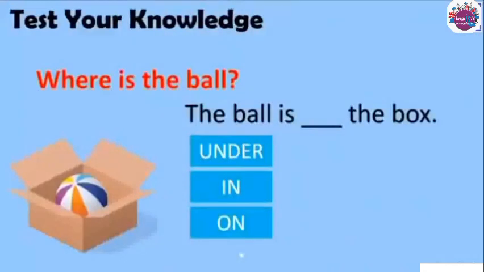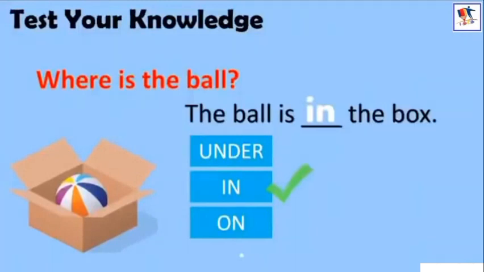Now children, let's test your knowledge. These are MCQs. Out of the 3 options given to you, you need to put a tick on the correct one and write it in the given space. Children, just look at this image. Where is the ball? The ball is dash the box. The options are under, in, on. The correct answer is in. The ball is in the box.